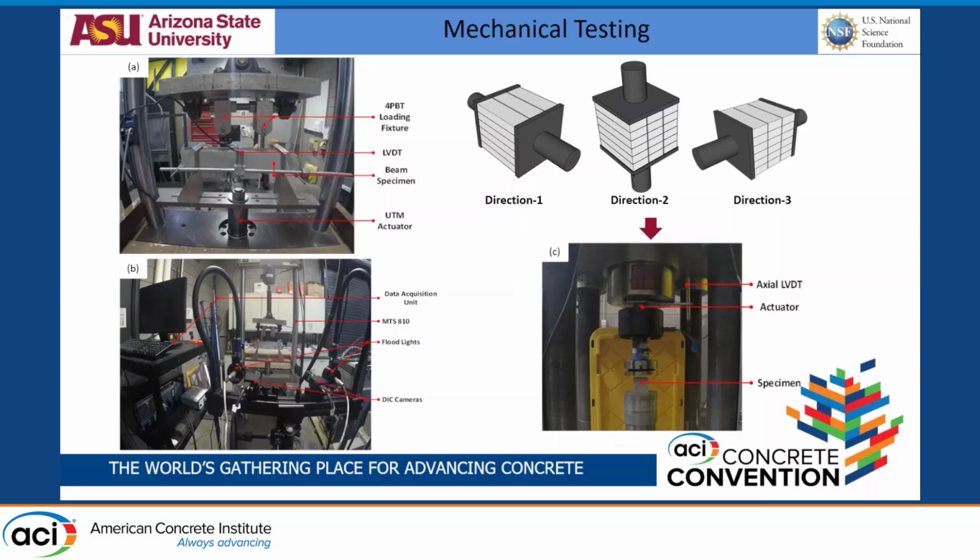So we did all three directions, where the D1 direction represents the compression or tension along the printed direction, D2 will be along the build-up direction, and D3 will be along the width, basically the filament width direction, the layering side direction.